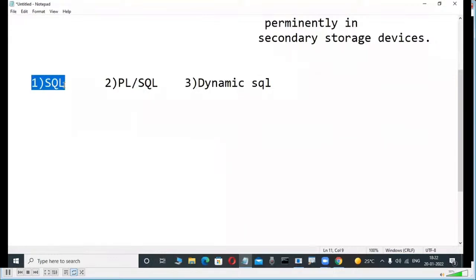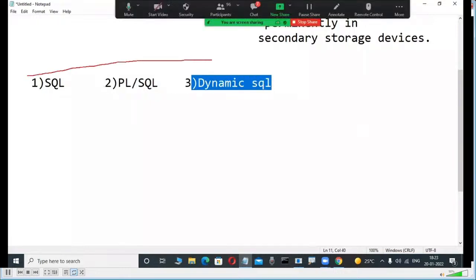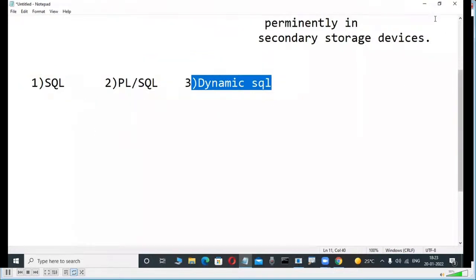One is the SQL language, another one is PLSQL, another one is Dynamic SQL. These three languages we are learning in our course. Most powerful. Suppose, now check it out.